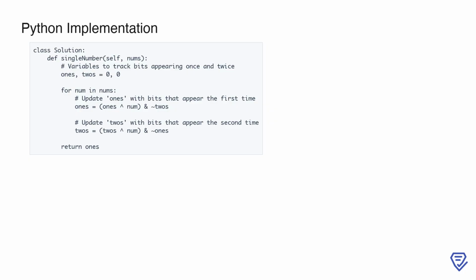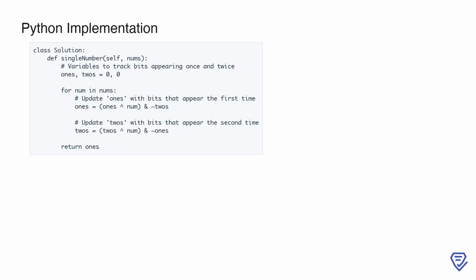ones equals ones XOR num, and not twos. This updates ones to include bits that have appeared exactly once. The not twos ensures bits that have already appeared twice are excluded from ones. twos equals twos XOR num, and not ones. Similarly, this updates twos to include bits that have appeared exactly twice, while excluding bits that have already transitioned into ones.